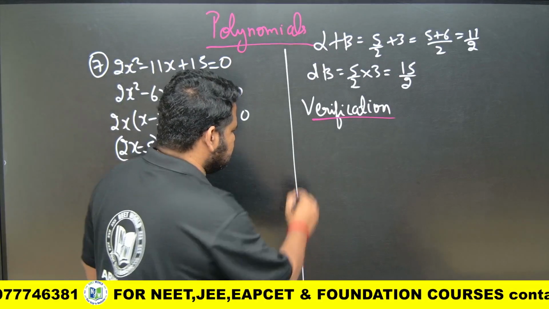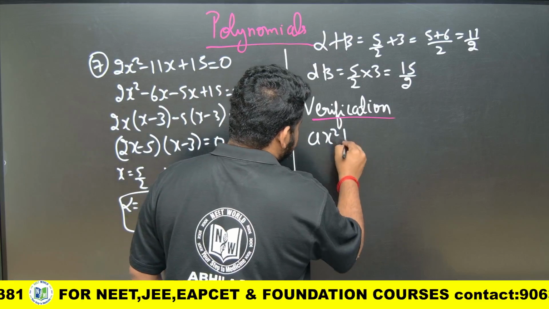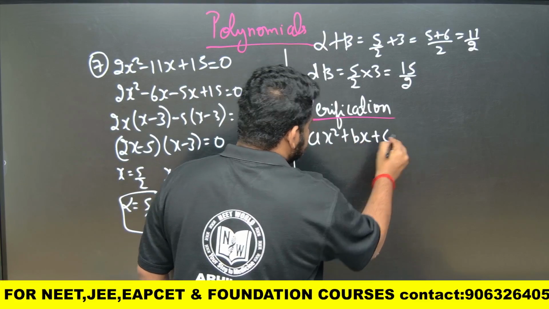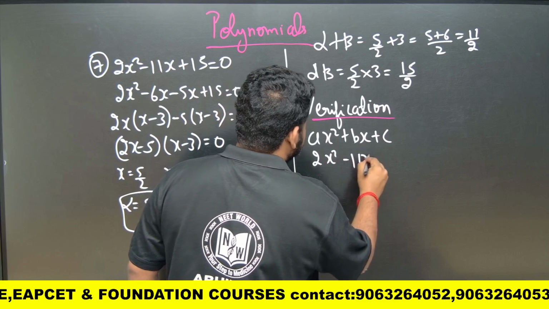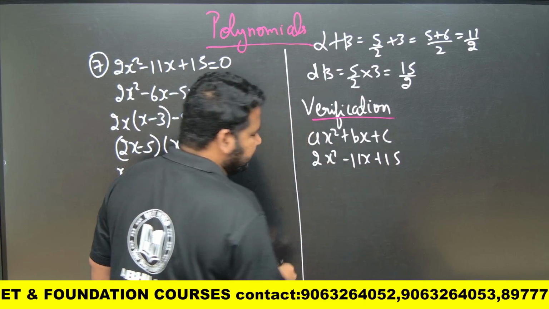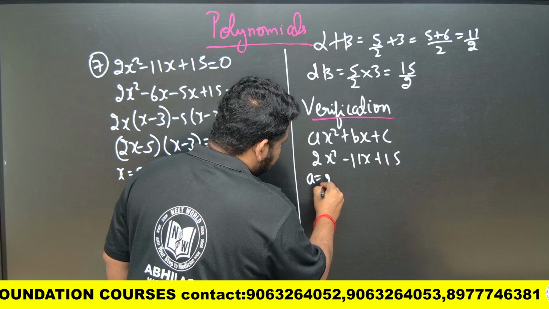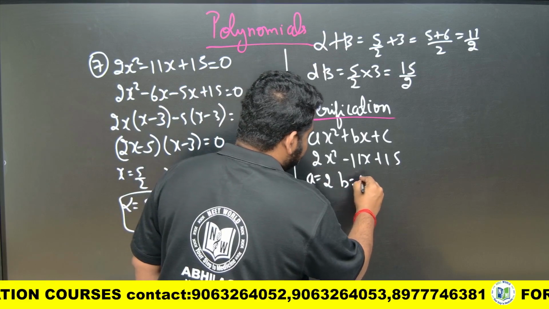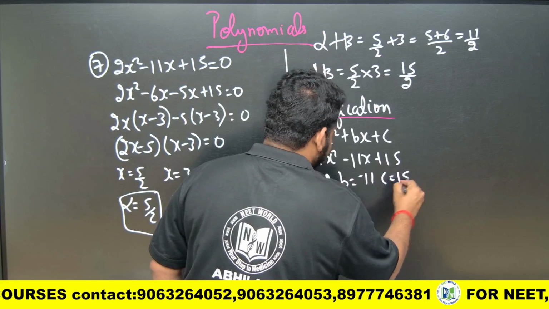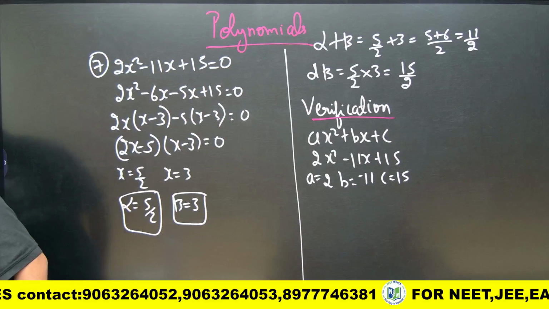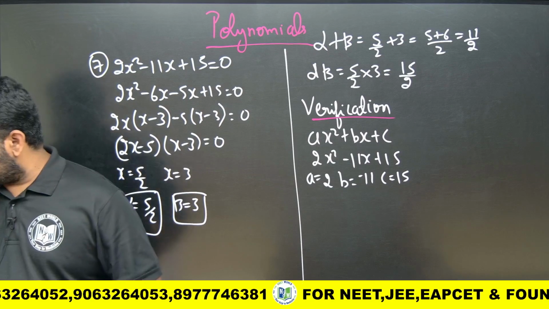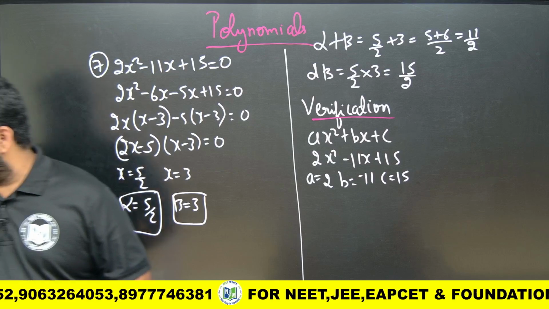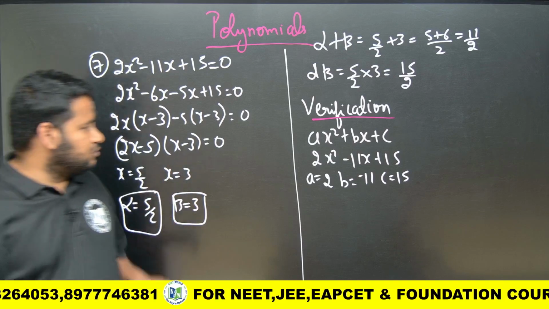Okay. So, ax square plus bx plus c, this is the standard form. What is the question that is given? 2x square minus 11x plus 15. Now, if I am comparing, what will I get? I will get A is equal to 2 and B is equal to minus 11 and C is equal to 15, got it.